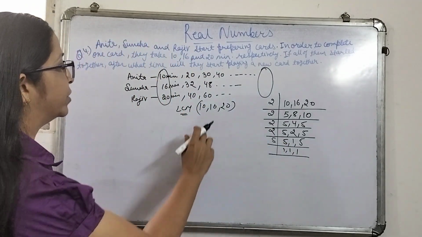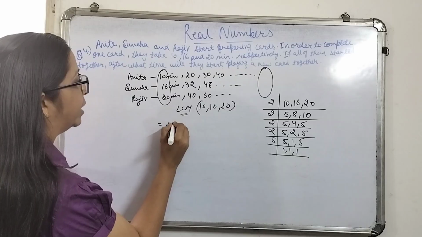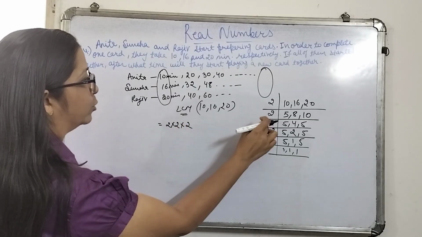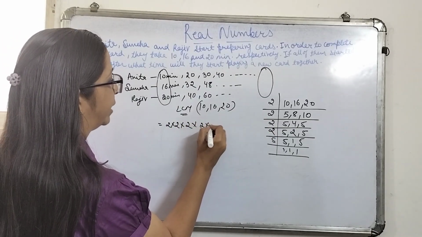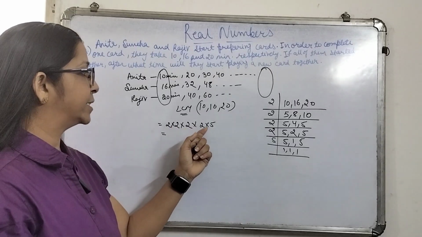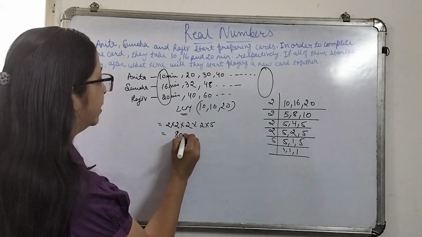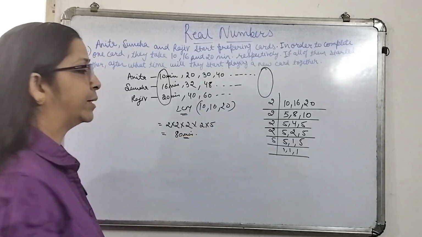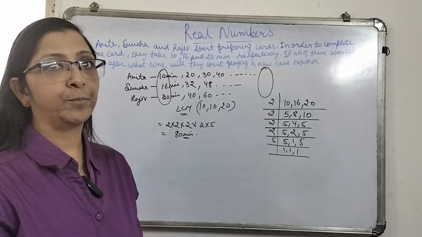So the LCM of these three numbers will be 2 multiplied by 2 multiplied by 2 multiplied by 2 multiplied by 5. That means 2, 4, 8, 16, and 16 times 5 is 80. After 80 minutes, all of them will start playing together.